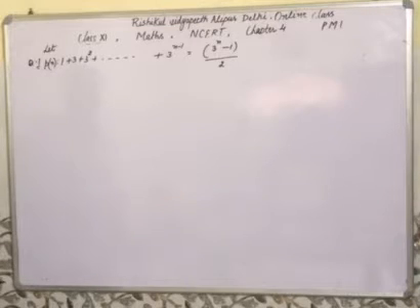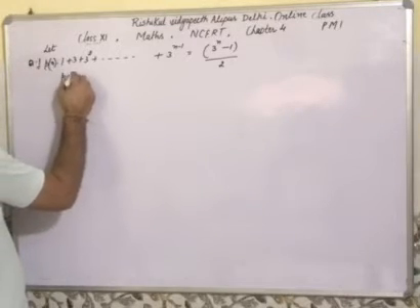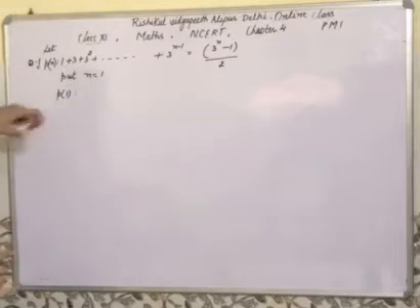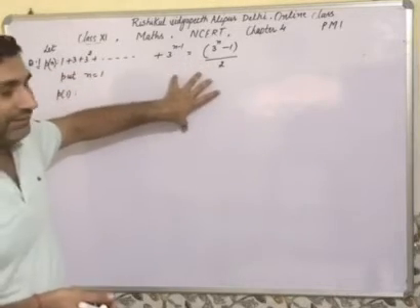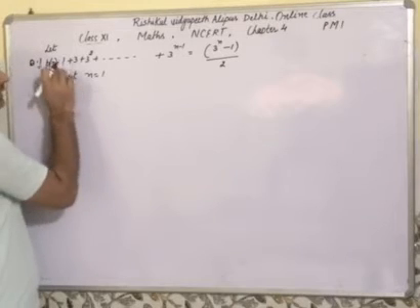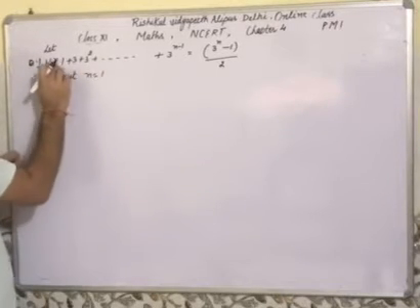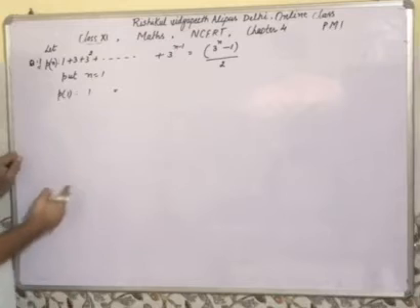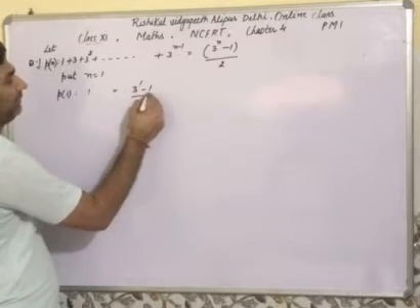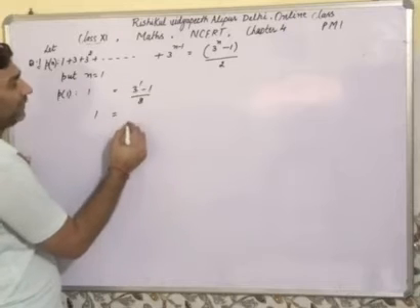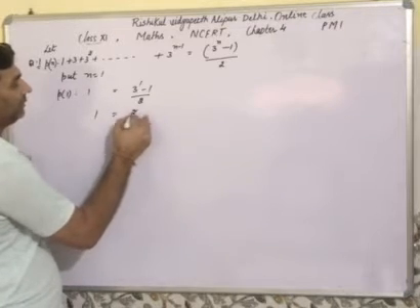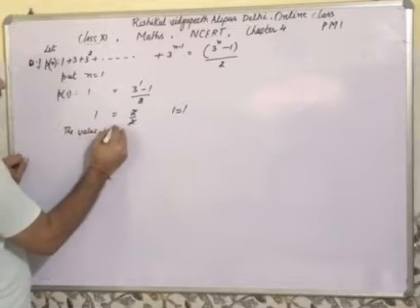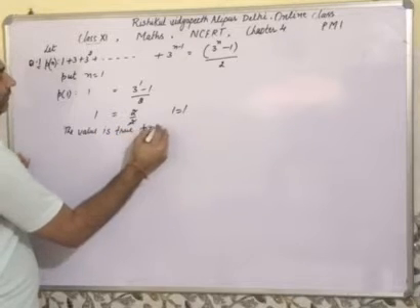Then step 1 is put n is equal to 1. Then P(1): the value of the left hand side and right hand side for n is equal to 1, up to 1 term, that means the first term is 1. The right hand side is 3 raised to power 1 minus 1 by 2, which is 3 minus 1 by 2, so 1 is equal to 1. The value is true for n is equal to 1.